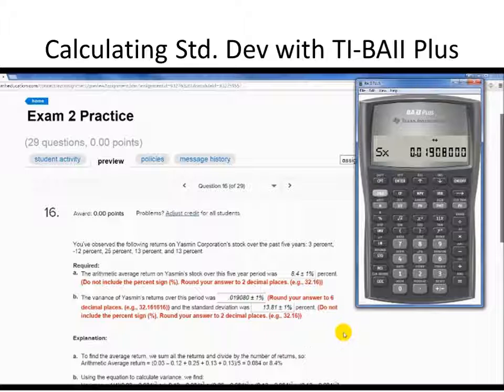So now we know how to use the calculator to find these things. Now I want to show you one more thing just to keep you from hurting yourself. If you arrow down one more, you see a lowercase sigma, which also stands for standard deviation. Now some people will see this and think, oh wow, that must be the standard deviation.